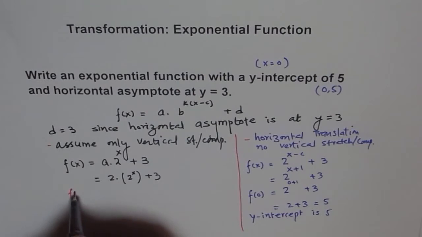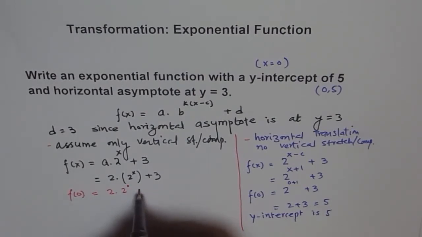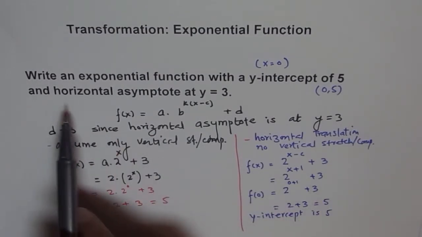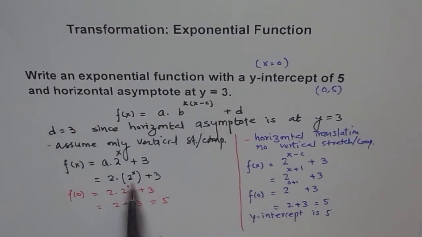So what is f of 0 here? f of 0 is 2 times 2 to the power of 0, plus 3. Anything to the power of 0 is always 1, so we get 2 plus 3, which is 5. And the horizontal asymptote of 3, yes. As x is very, very small, this term will approach 0 and you're left with 3.